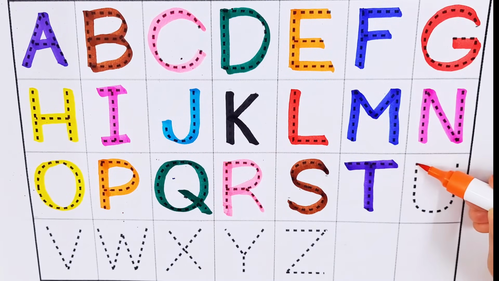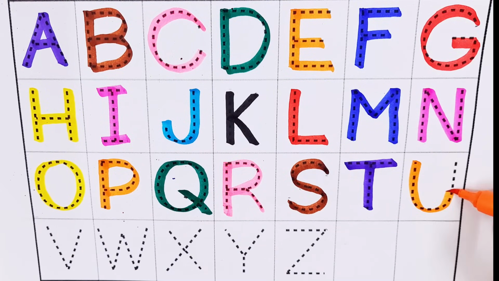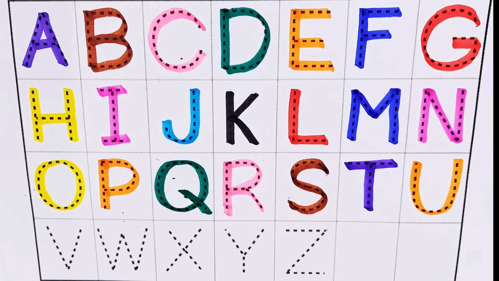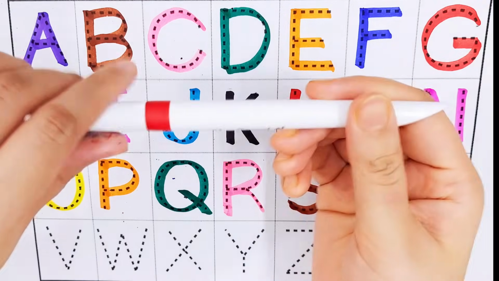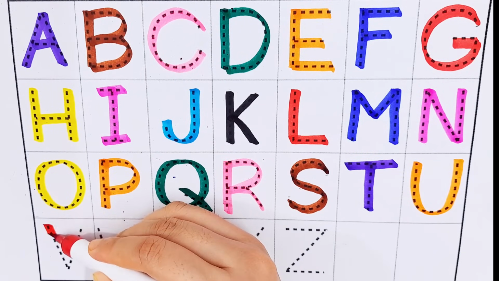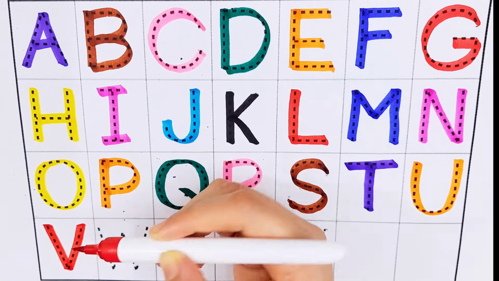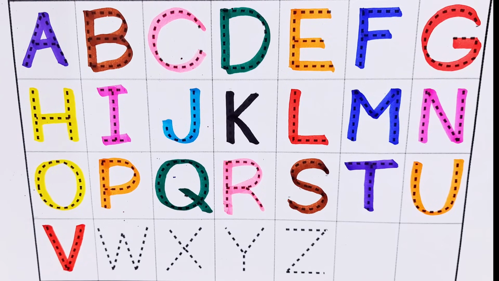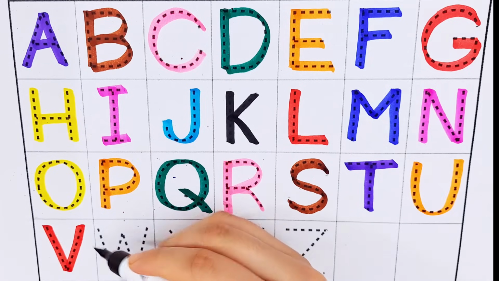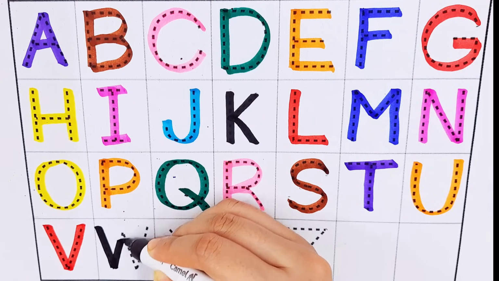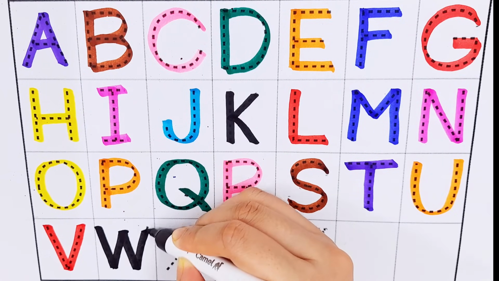Orange color. U for uniform. Red color. V for violin. Black color. W for watermelon.